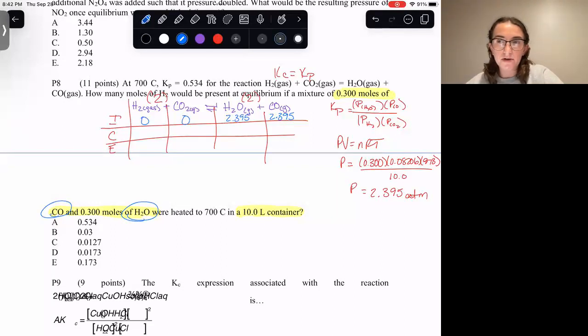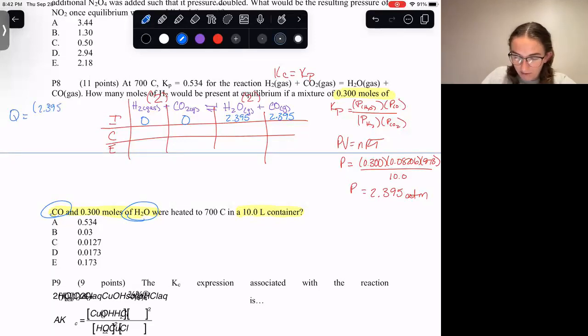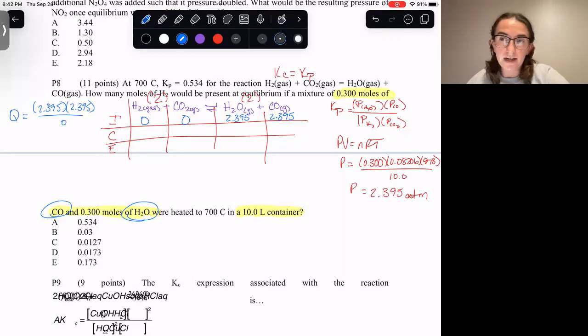Okay, so which way is our reaction going to go? It'll go towards the left, right? It'll go towards our reactants. If we solved for Q, we have 2.395 over 0. Okay, Q is going to be a lot greater than K. Q right now is at infinity. That's going to be greater than K, so we have to proceed towards your reactants. What does that mean for our K value?